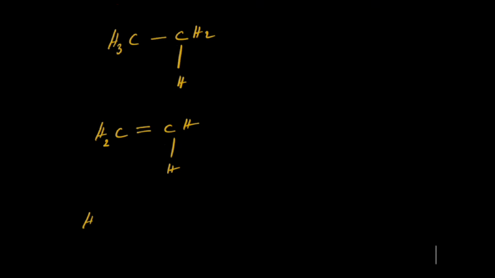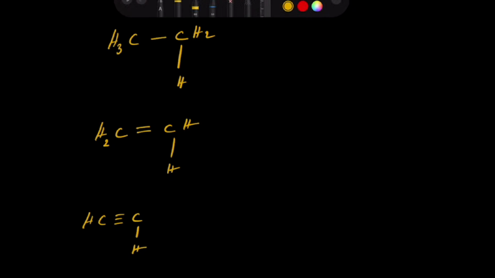Let me compare these compounds. This is ethane. What is ethane? H3C bonded to CH2, and there is one more hydrogen, but I am drawing it separately because I want to look at its acid strength. And then ethene or ethylene, which is CH2CH2, but I am drawing this separately. Then comes acetylene. So acetylene is CH triple bonded to CH. So I'm drawing H down just to compare all three.